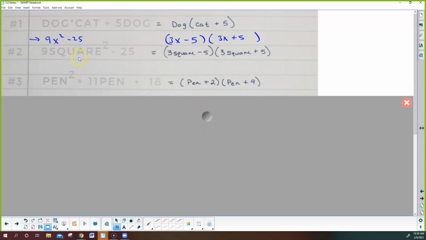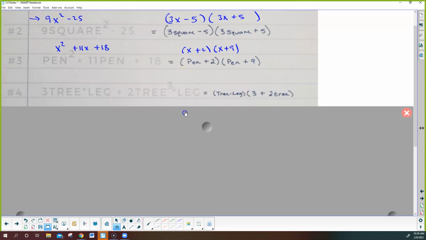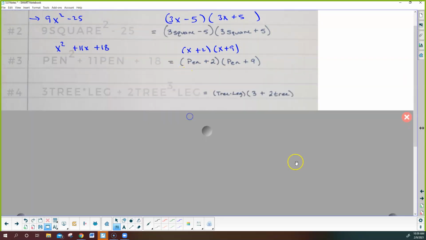Okay. Same thing with number 3. If you really wanted to think of it, you could think of it as x squared plus 11x plus 18. And then what would that be? It would be x plus 2, x plus 9. Factors of 18 that add up to 11 are 2 and 9. So you can kind of think of it that way.